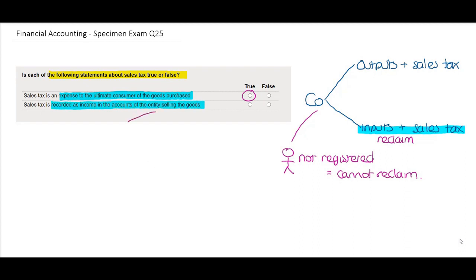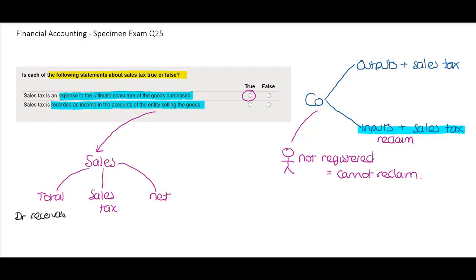the goods. For this statement, we're going to need to think about the double entry that happens when a sale is recorded. For an entity that has made a sale and is registered for sales tax, there will be three amounts. There will be the total sale amount, which is the gross, there will be the sales tax, and there will be the net sales. The total is what's due from the customer, and so therefore we would either debit receivables if the sale was on credit, or we would debit cash.